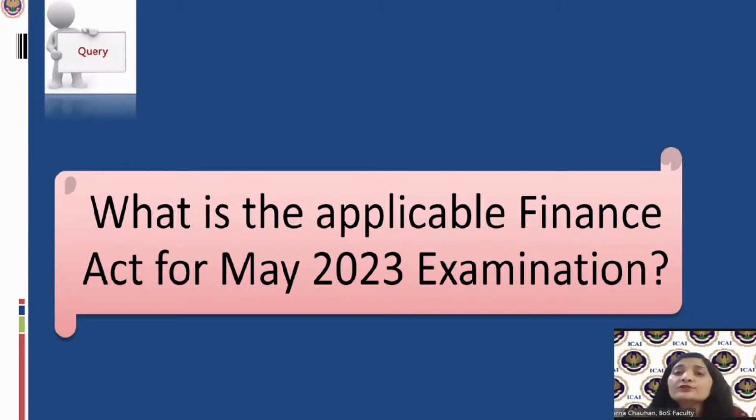Now, the next question. You know that Finance Act 22 is relevant for you. The amendments in the Finance Act 22 are basically related to the assessment year 23-24. There are certain amendments which take place retrospectively also.